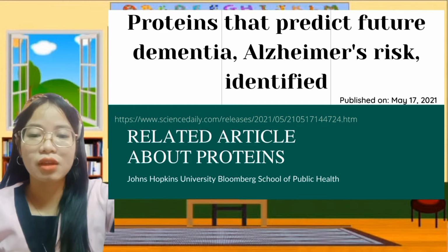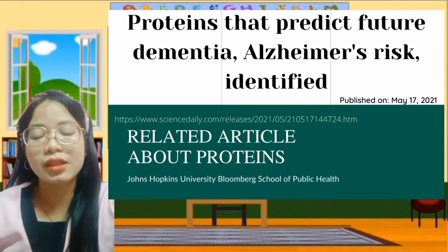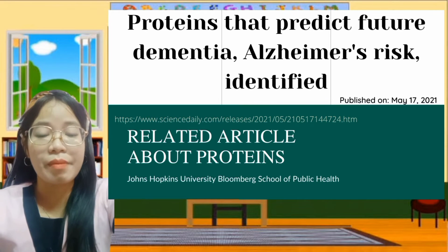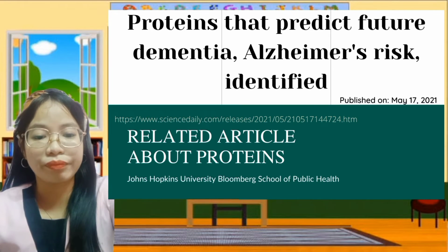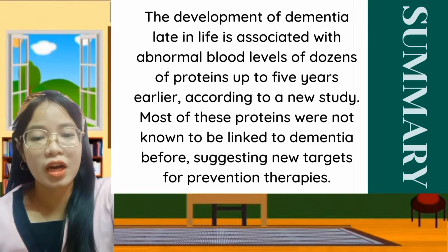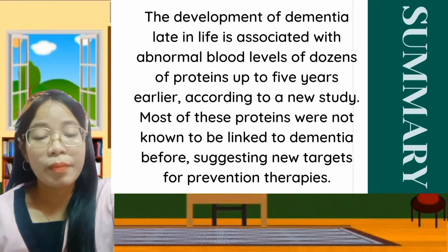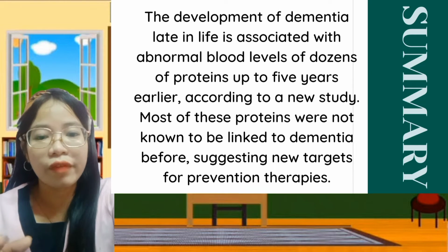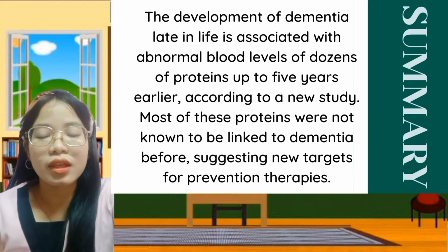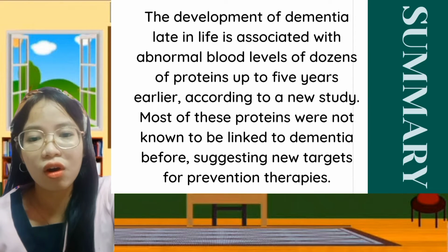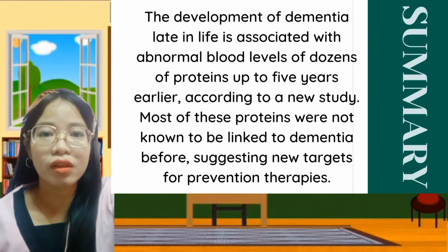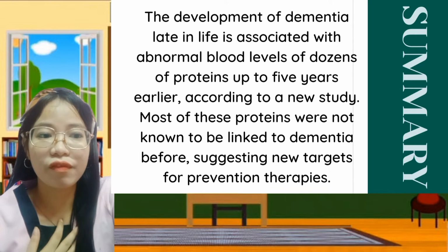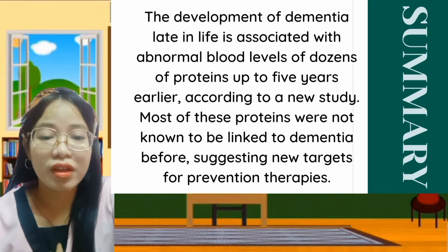And this article talks about the proteins that predict future dementia that may help lead to treatments and prevention of dementia. Here is the summary of the article. So many people have suffered Alzheimer's disease, and it is an irreversible fatal condition that leads to loss of cognitive and physical functions. And despite intensive study, there are still no treatments that can slow the process of the disease or stop or even reverse it.